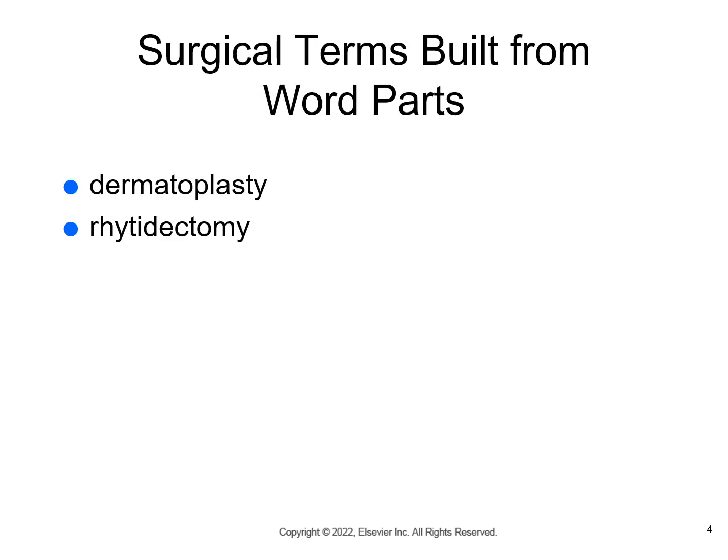Two examples of surgical terms built from word parts include dermatoplasty, in which plasty means surgical repair and dermato means skin, so this is surgical repair of the skin. We also have rhytidectomy, and ectomy means an excision of, and rhytid meant wrinkles, so this is an excision of wrinkles, which we very loosely call a facelift.